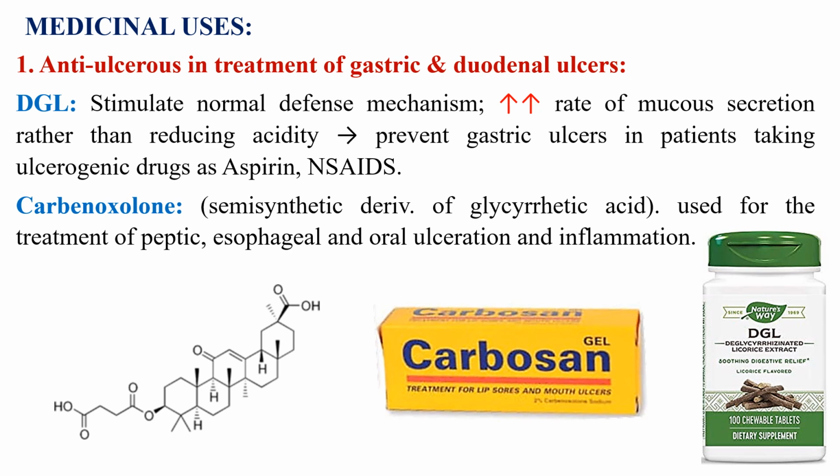Also there is a semi-synthetic compound derived from the enoxolone, or the aglycone of glycyrrhizin, known as carbenoxolone. This product is used for the treatment of peptic and esophageal ulcer, and is available in the market as Carbozine tablets or as a gel, as you can see here in the Carbozine gel, for the treatment of oral ulceration and inflammation, and this is very important for the treatment of this problem.